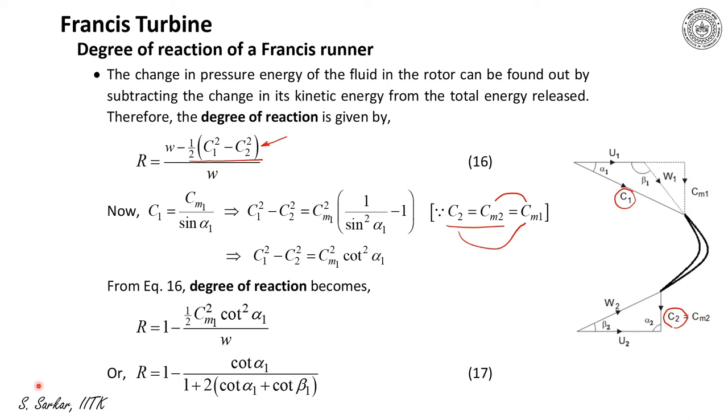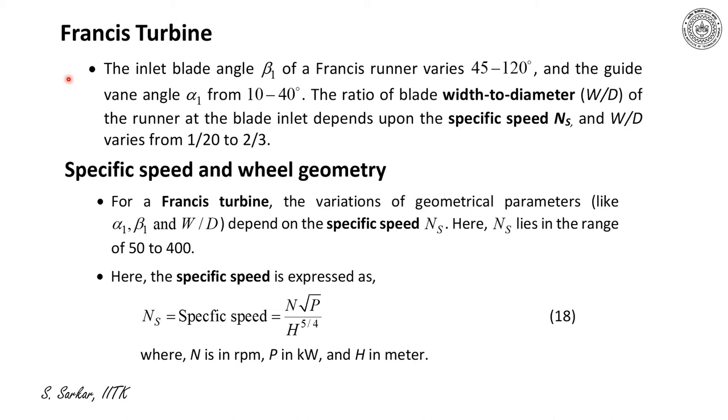And please note that the degree of reaction of a rotor of a Francis turbine depends on flow angle alpha 1 and beta 1. Please note that the inlet blade angle beta 1 of a Francis turbine varies in the range 45 to 120 degrees, and the guide vane angle alpha 1 from 10 to 40 degrees. The ratio of blade width to diameter, W by D, of a runner of a Francis turbine at the inlet depends on the specific speed Ns, and W by D varies in the range of 1 by 20 to 2 by 3.